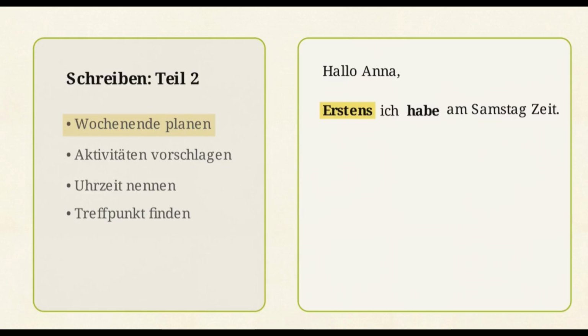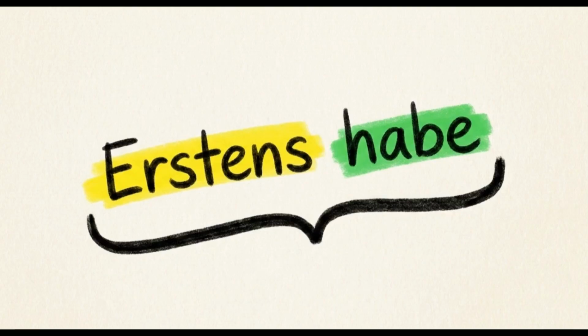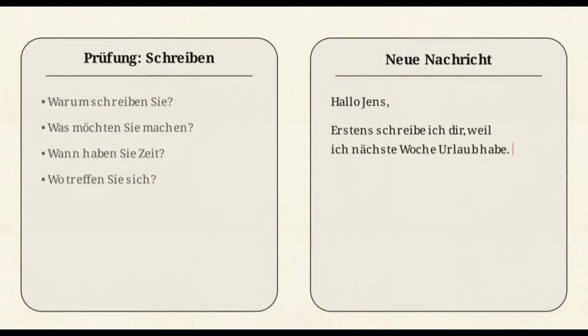The most frequent error A2 students make is writing Erstens ich habe, inserting the subject between the connector and the verb. You must avoid this. Memorizing this direct relationship, your sequence word immediately followed by your verb, is the single most reliable mechanism for securing your grammar points. Visual space is just as important as vocabulary.